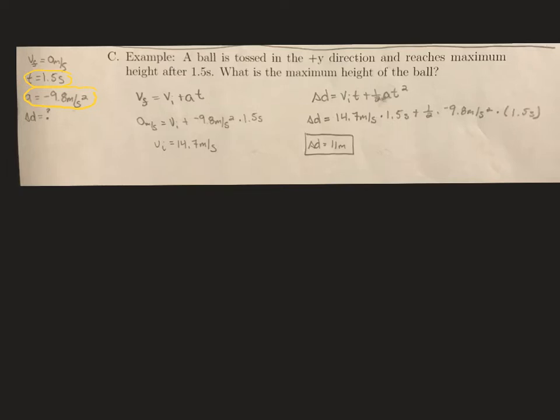And it says maximum height. And remember, at maximum height, your velocity is 0. So that means velocity final is going to be 0. So our goal here is to find displacement.